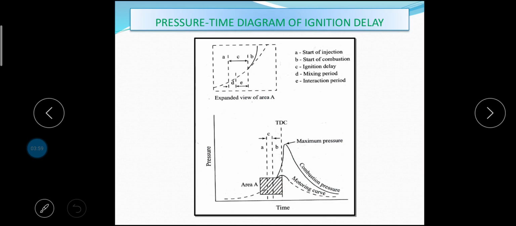This figure illustrates a pressure-time diagram illustrating ignition delay. The delay period is shown on the pressure crank angle diagram between points A and B. Point A represents the time of injection and point B represents the time at which the pressure curve that is caused by combustion first separates from the motoring curve. The ignition delay period can be divided into two parts, the physical delay and chemical delay. Let's discuss physical delay and chemical delay.